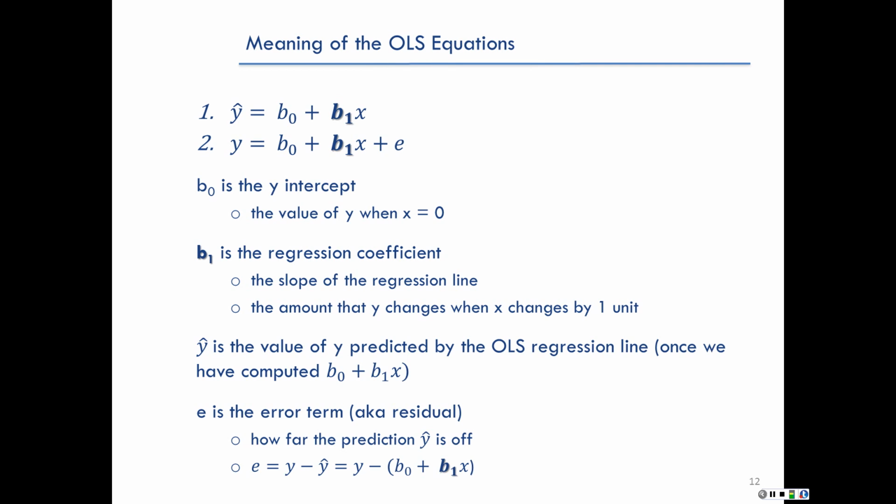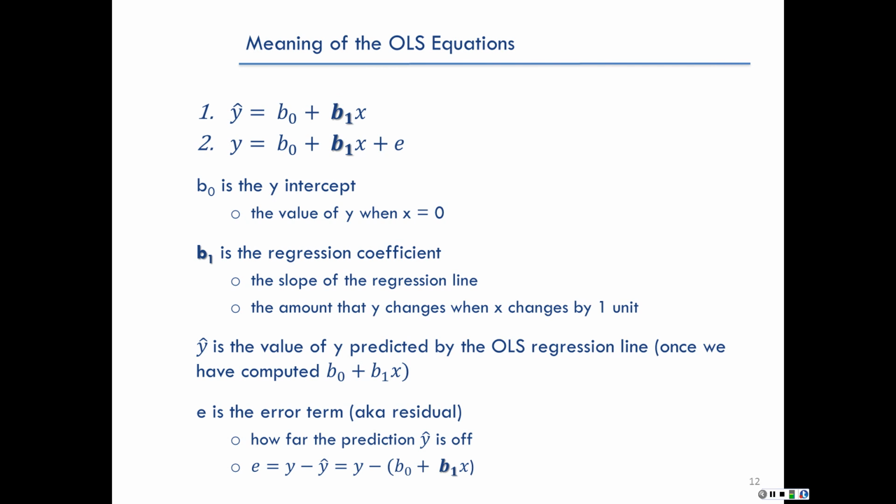Beta 1 is the regression coefficient. And so when we do a linear regression, beta 1 is really what we're the most interested in. This is the slope of the regression line, and it represents the amount that our dependent variable y changes when our independent variable x changes by 1 unit. And if we were to use the language of calculus, this is also referred to as the derivative. And so the whole reason why we do regression is because we're interested in this value, beta 1, the regression coefficient. We want to know the impact that a 1 unit change in x has on y.